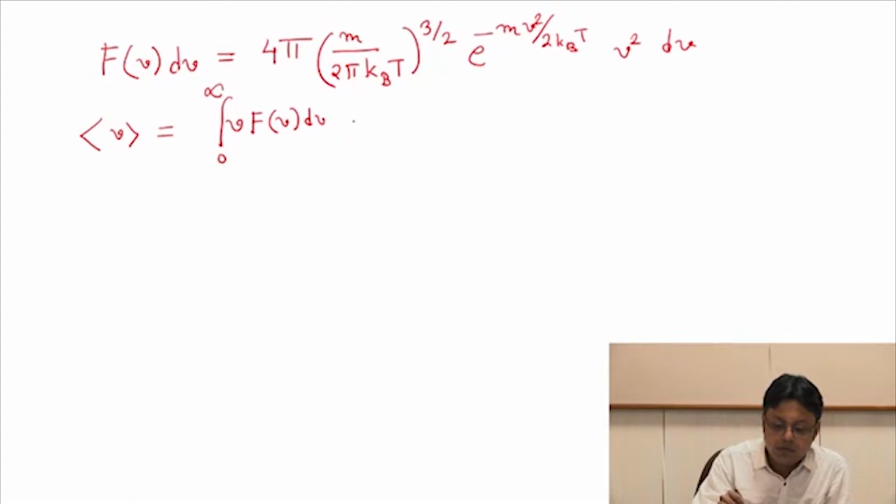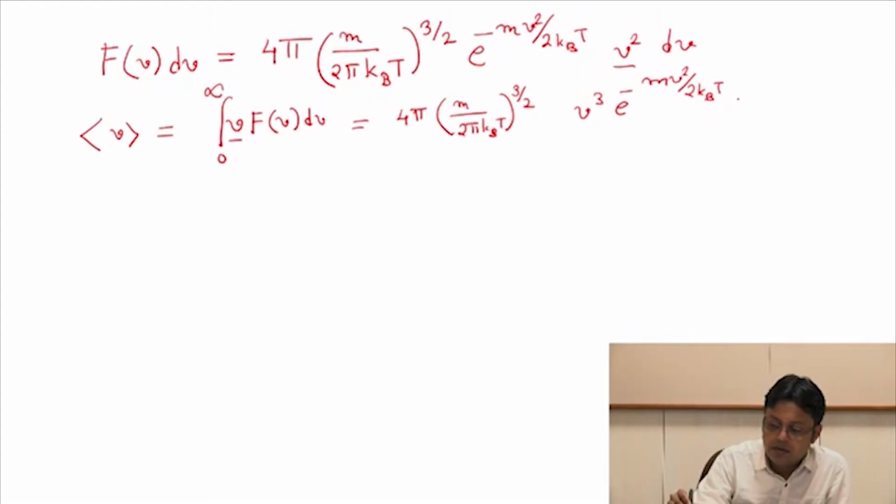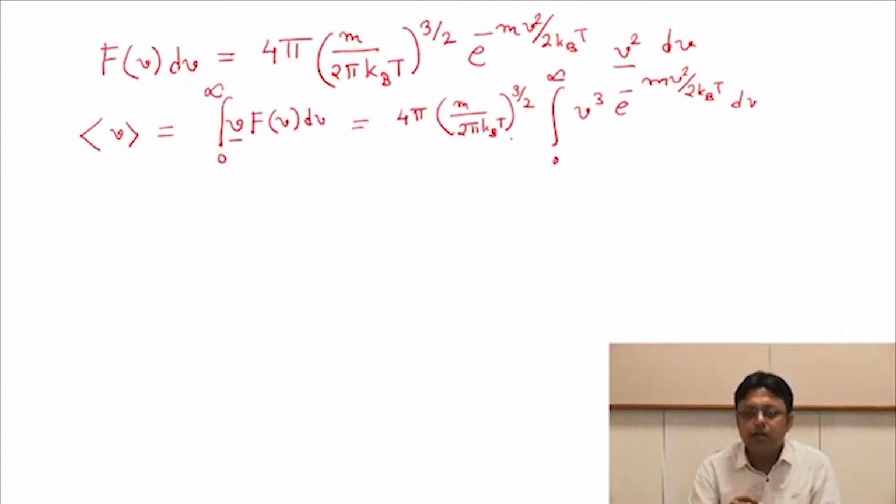So that will be equal to, we take it out, 4π times (m / 2π k_B T) raised to the power 3/2, and then you write it: it is a v here and there is a v² here, so together it will be v³ e to the power minus m v² by twice k_B T, and dv. So I'm keeping all the constants outside. Now this integrand we will just solve.